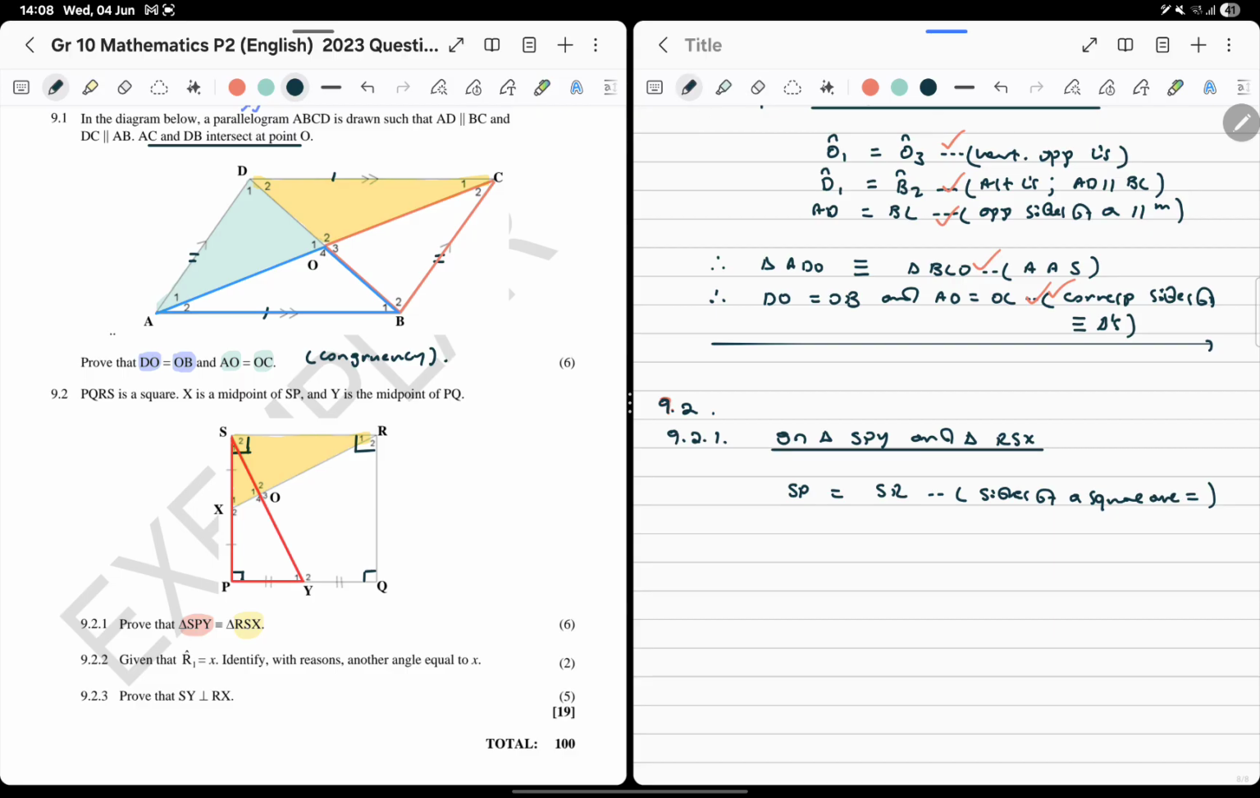Okay, good. 2. We know that basically PY should be equal to SX, right? We know that the midpoint of each side is going to be the same. It's going to be the same length. Equal sides, what can we say?